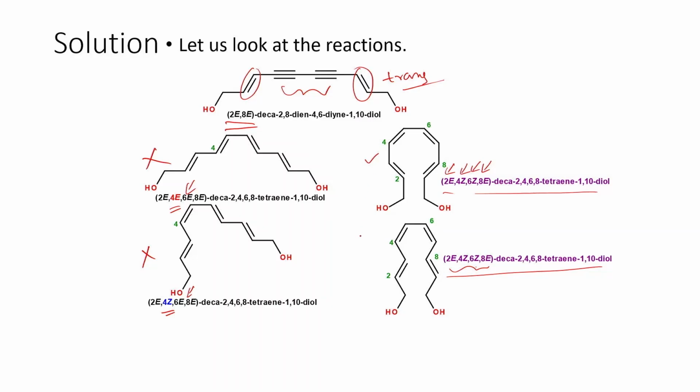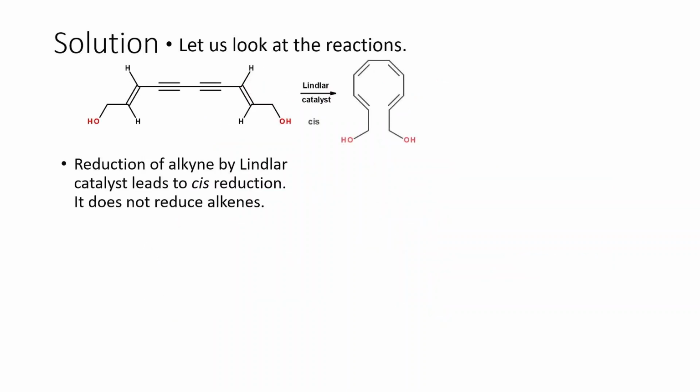In that case, these two options are possible. Starting materials are the intermediates in that reaction, and these undergo cyclization to give our final product. Now let us look at how the reaction actually proceeds. In the first reduction reaction, only the alkyne triple bonds are reduced by Lindlar catalyst, and this reduction always leads to the cis product. So it does not reduce the alkene. In other words, these two will remain intact, only these two will be reduced.